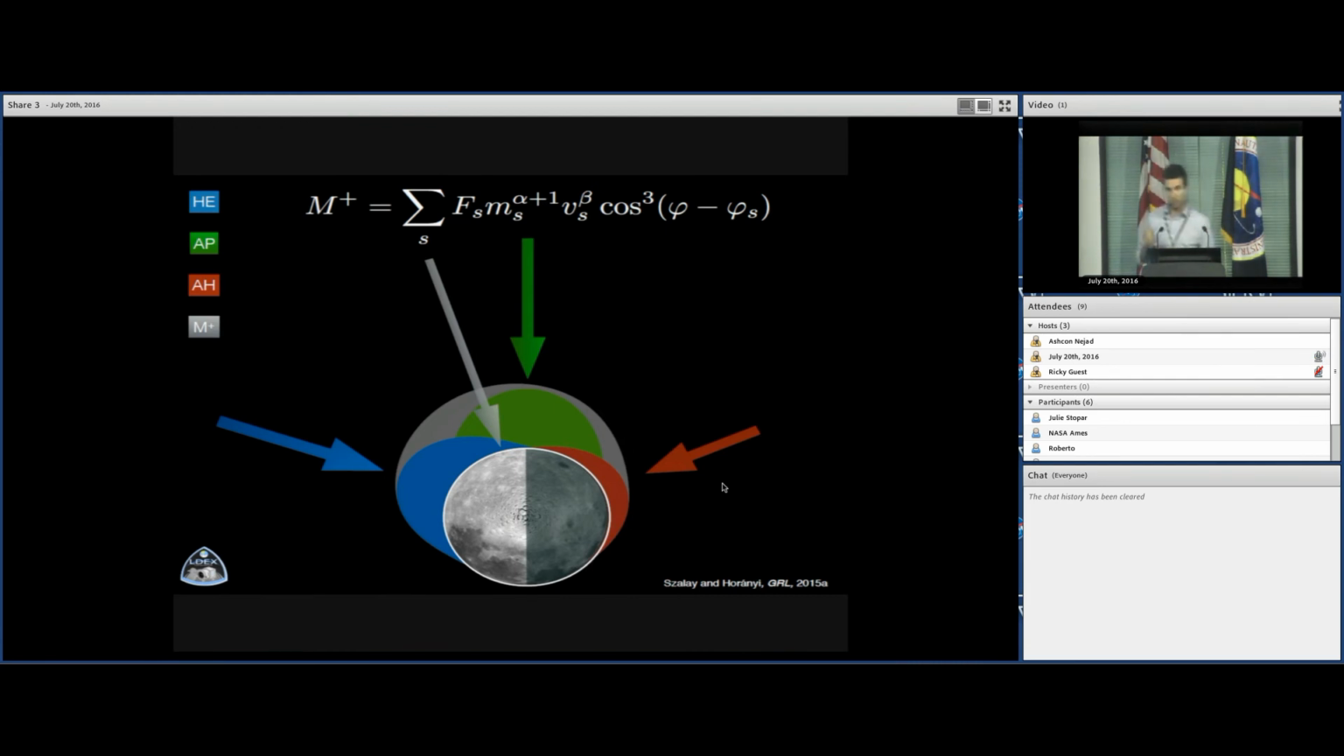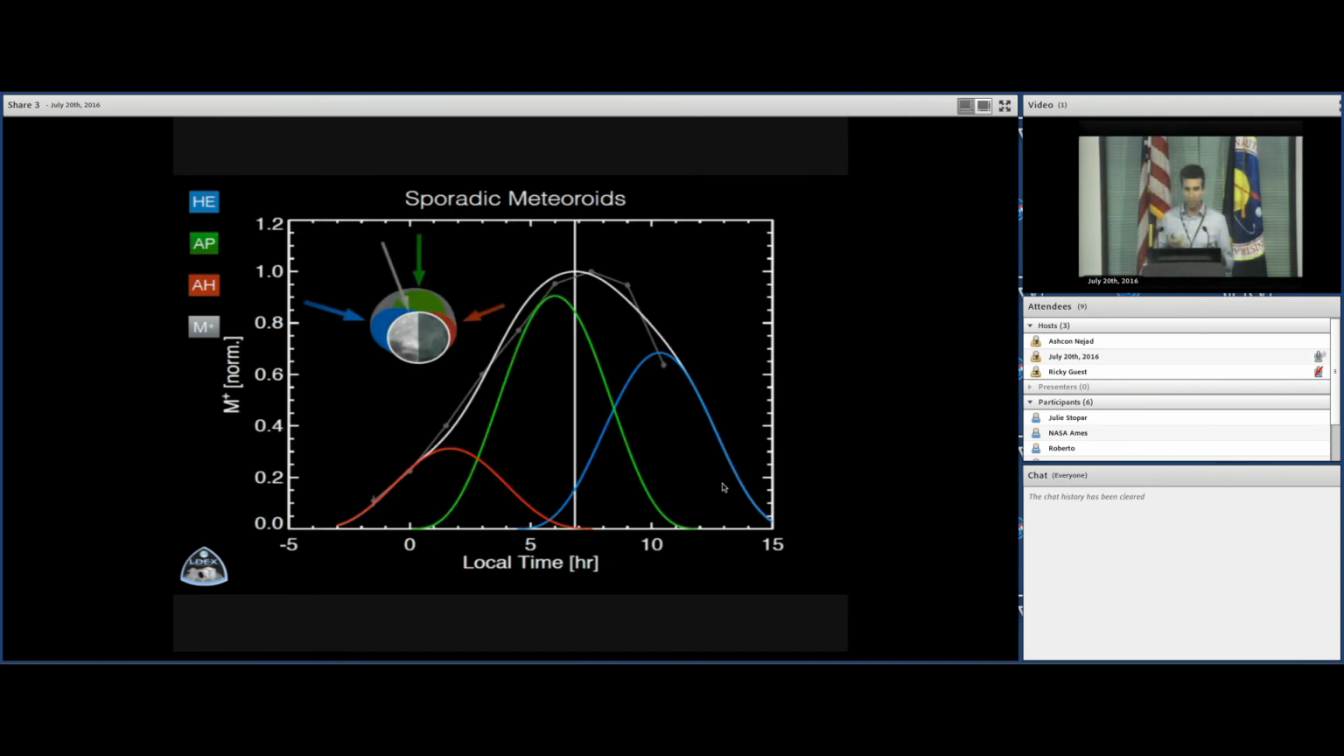The third one would be the apex direction. Those are grains going against traffic. They're retrograde, and they hit you with a really high velocity. And it turns out that by summing just these three sources, we're able to explain the shape of the lunar dust cloud with reasonable accuracy. And so we think we understand that the structure we see is coming from these three sources in the ecliptic plane.